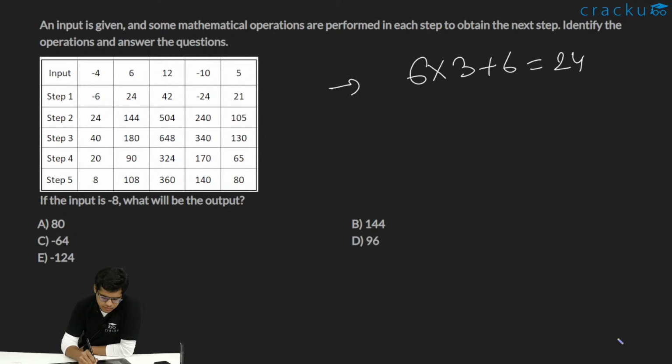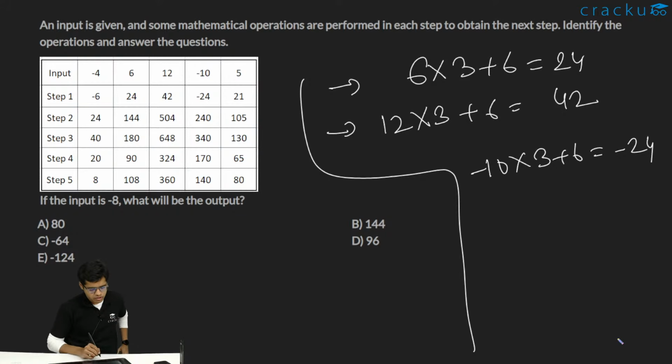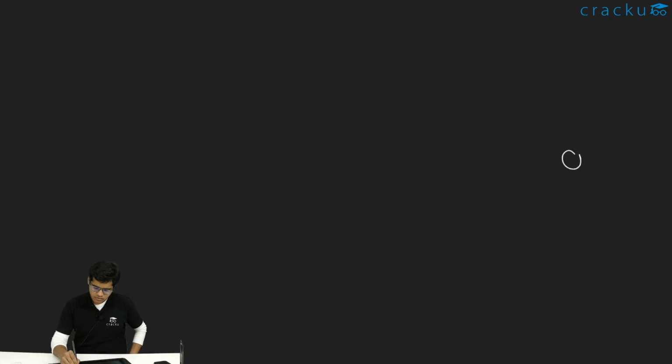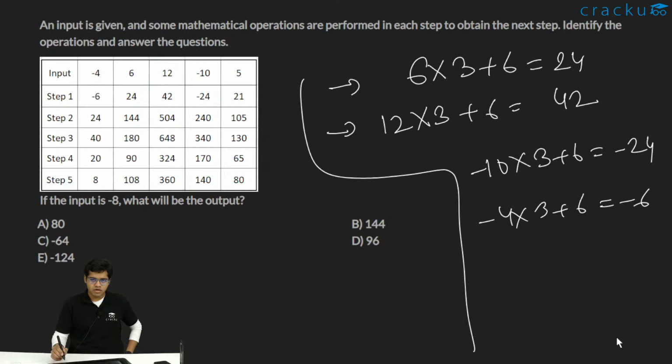Right, guys? 12 into 3 plus 6 is 42. Right? -10 into 3 plus 6 is -24. And we have cracked the logic for step 1. -4 into 3 plus 6 is -6, which means if input is x, step 1 will be 3x plus 6. Multiply the number by 3 and add 6. We are done with step 1.